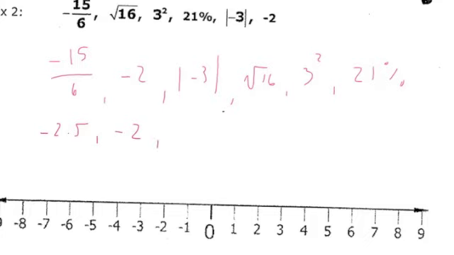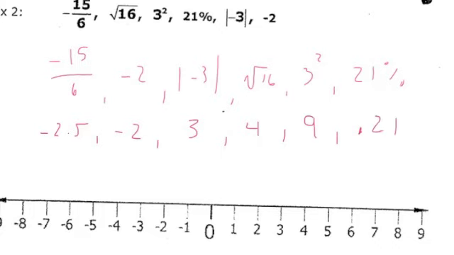Now when you get to absolute value, all that means is it wants you to change the number on the inside to a positive number. So in this case, you would have absolute value of negative 3. That would just give you 3. Okay. Square root of 16, if you type that in your calculator, you get 4. We learned that in the last lesson. 3 squared means 3 times 3, which is 9. And 21%, we can put that in a decimal as 0.21.